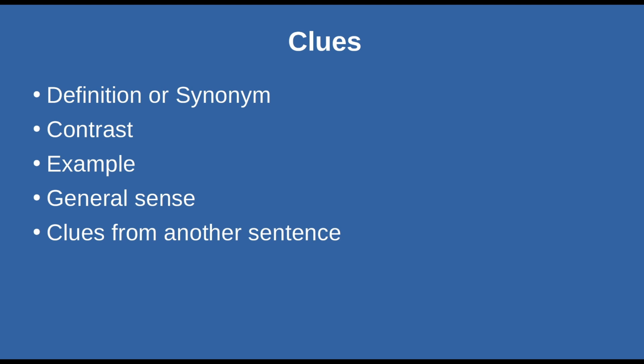So in general, there are 5 different ways this can be done, and they are definition or synonym clue, contrast, example clue, general sense, and clues from another sentence. We're going to look at each of these as we continue.